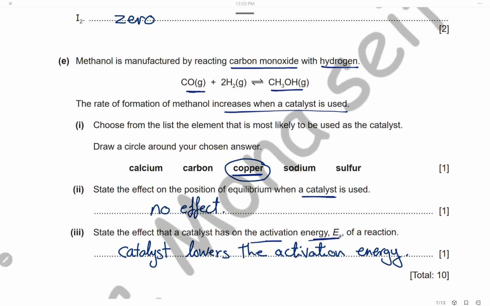Of course, catalysts lower the activation energy needed for the reaction, and this is how catalysts work. Catalysts increase the rate of reaction by lowering the activation energy needed.